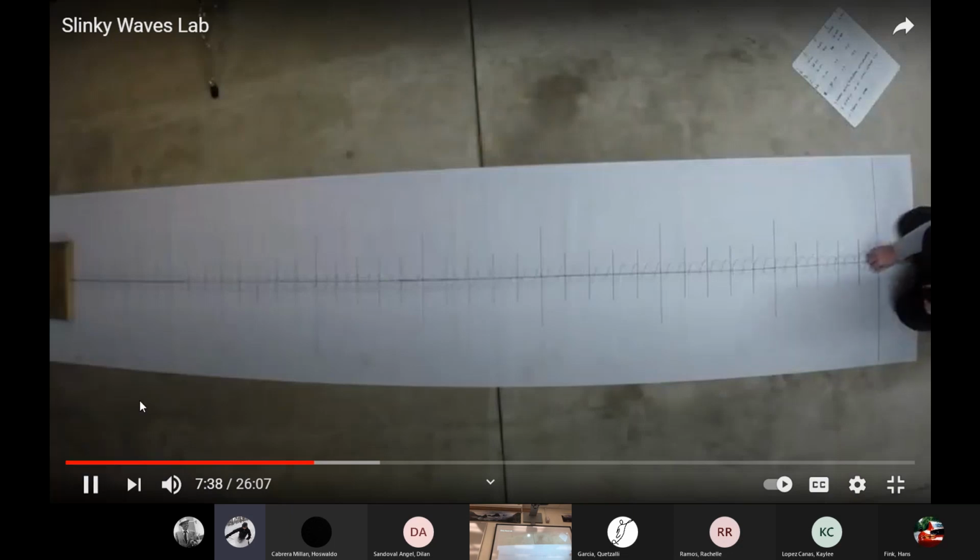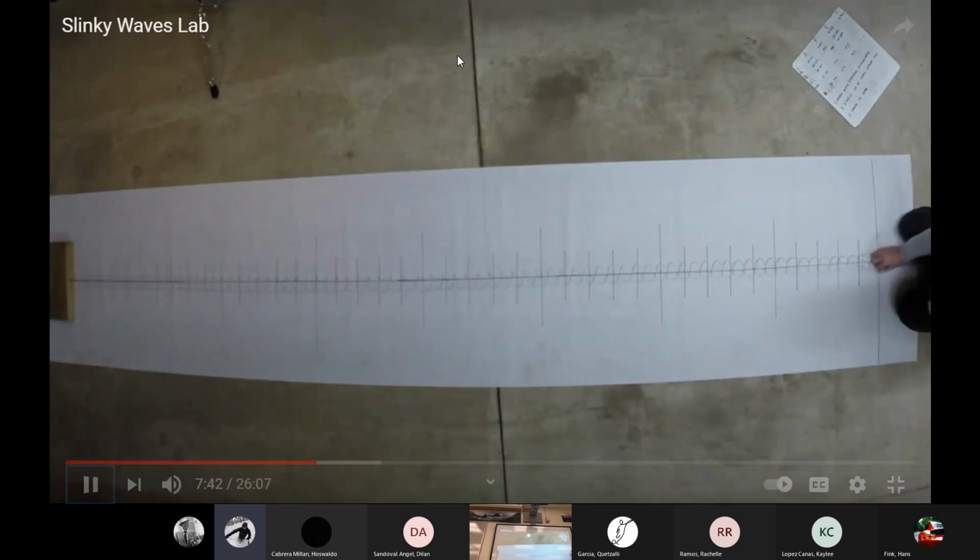Notice how much the reflection continues. How many times does it bounce when I do this small amplitude?